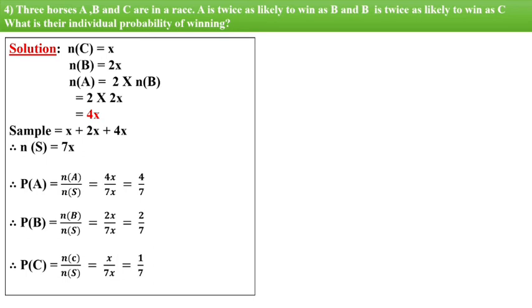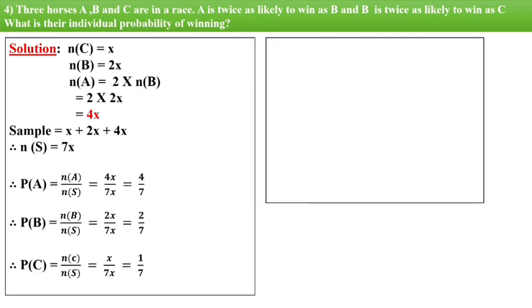And the probability of C equal to number of C upon number of S. And number of C, what have we taken? X. And what is the sample space? We have 7x. x cut, so the answer will be 1 upon 7. It means the probability of A is 4 upon 7, probability of B is 2 upon 7, and probability of C is 1 upon 7. Okay, is that clear?